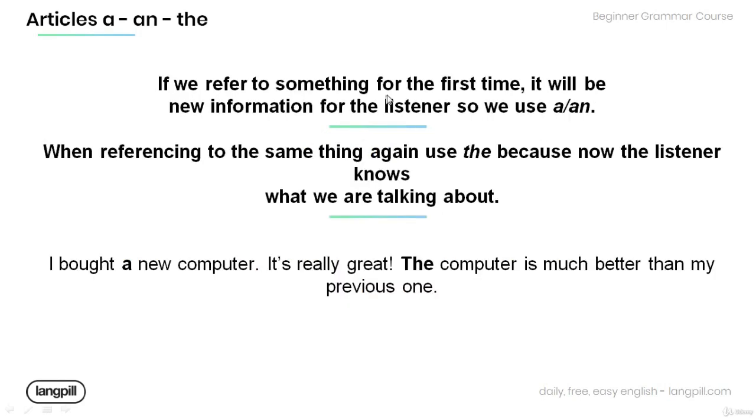And if we refer to something for the first time, it will be new information for the listener. And so we use a or an. And when referring to the same thing again, make sure to use the because now the listener knows what we are talking about.